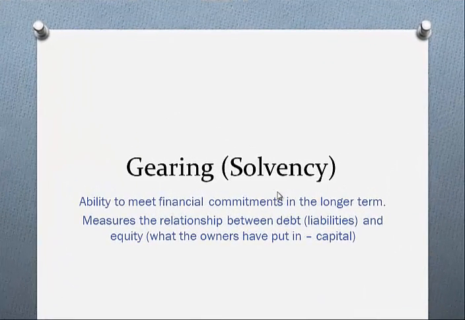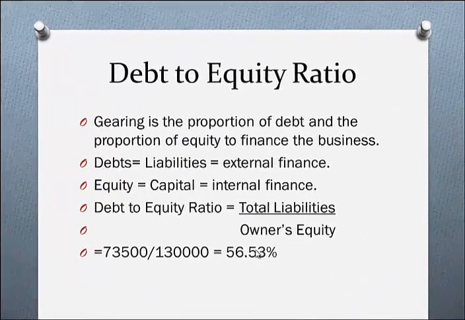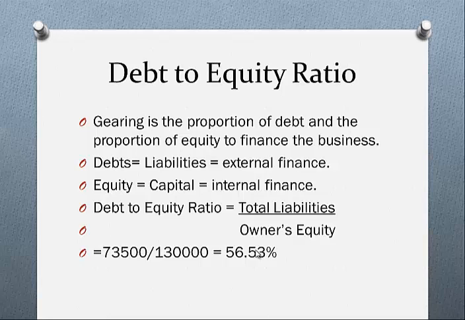Now let's turn to gearing. It's also called solvency. Solvency is how solvent a business is in the longer term. So can it survive in the longer term? It talks about the ability to meet commitments in the longer term. In particular, it measures the relationship between debt, we call liabilities, and equity, what the owners have put in, in other words, the capital that they put in. The debt to equity ratio is the proportion of debt and the proportion of equity used to finance the business.